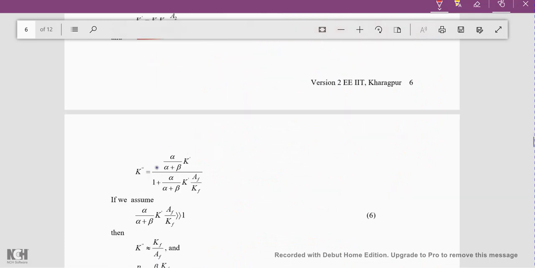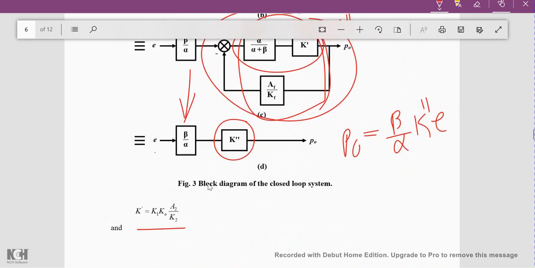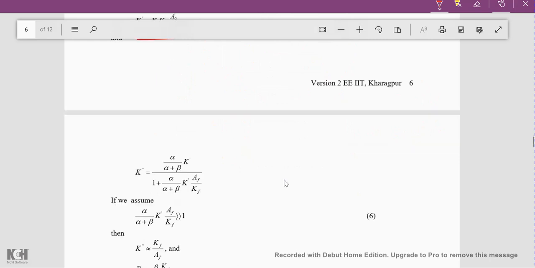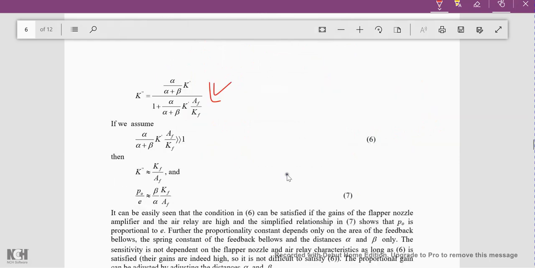Then the second expression is k double dash. It is nothing but the first block divided by 1 plus that block multiplied with the other block of the second path. So this is g1 divided by 1 plus g1 times gf, that is this feedback block. You will get an expression like this. Now from this expression, what we can assume is the denominator term. This denominator term is a very large term, not a smaller term, so it is far greater than 1. When it is far greater than 1, we can directly write k double dash equals kf divided by af.